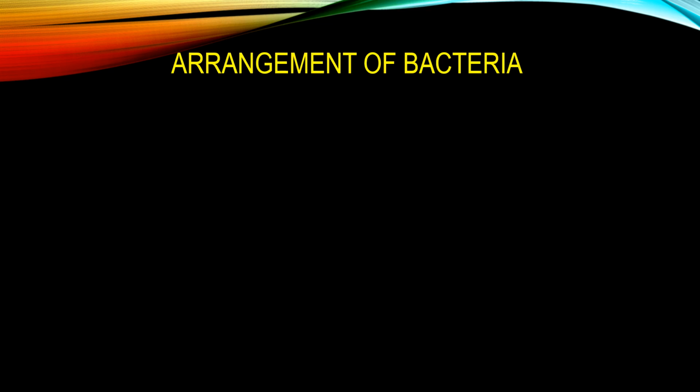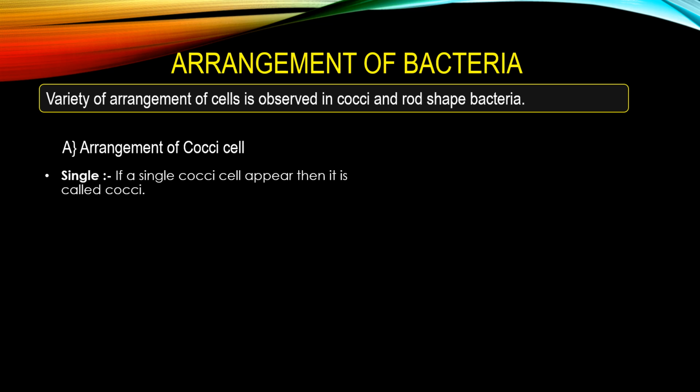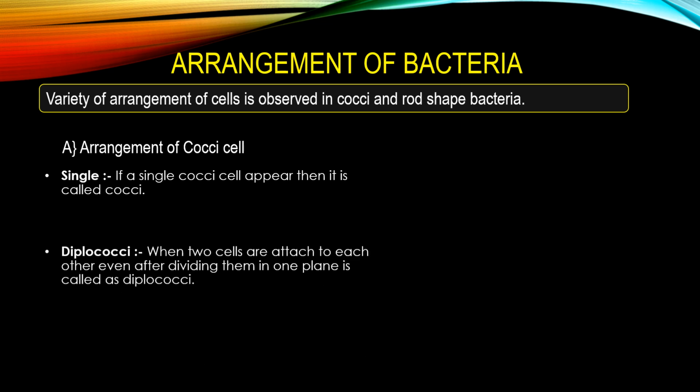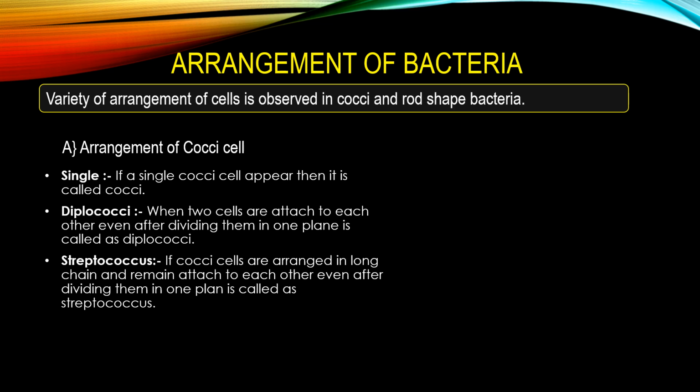Arrangement of bacteria. A variety of arrangements of cells is observed in cocci and rod shape. The first one is arrangement of cocci cells. Single: if a single cocci cell appears, then it is simply called cocci. Diplococci: when two cells remain attached to each other after dividing in one plane, then it is called diplococci. The third one is streptococci.